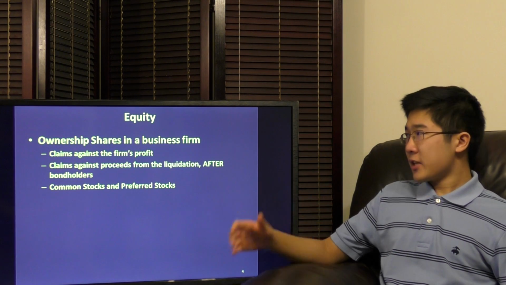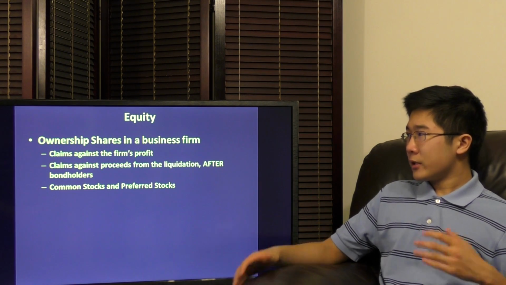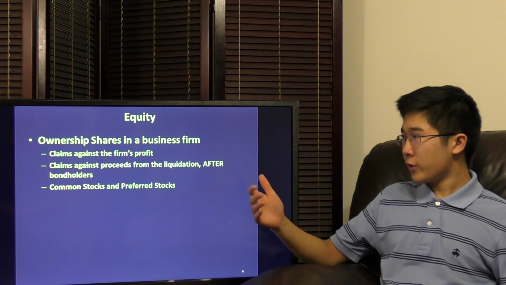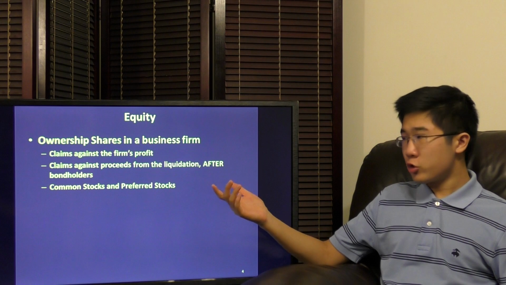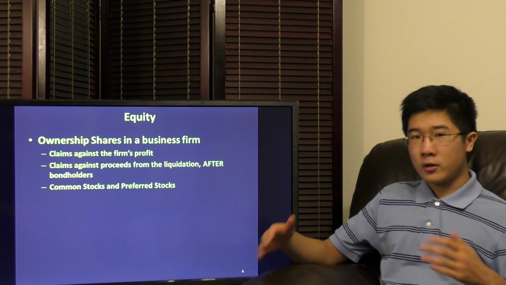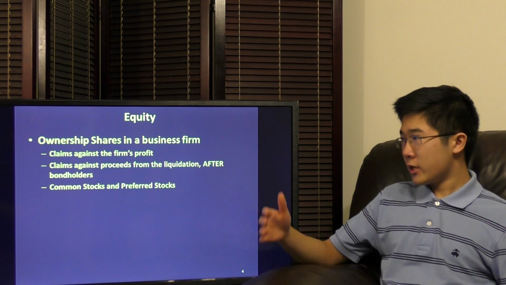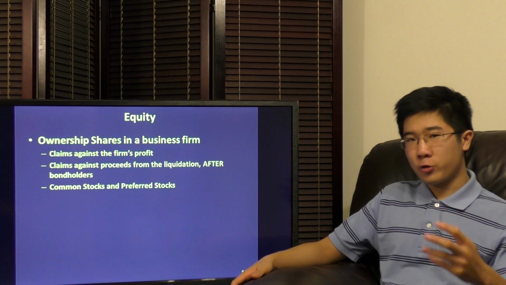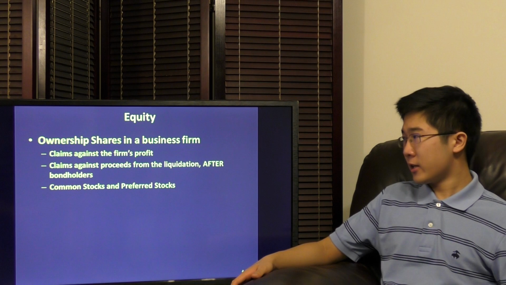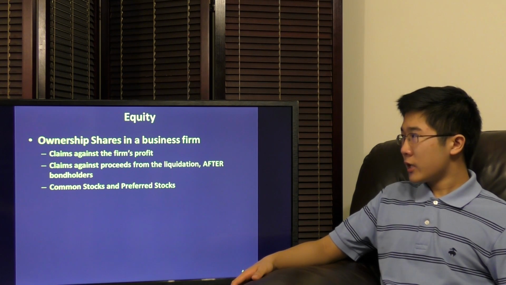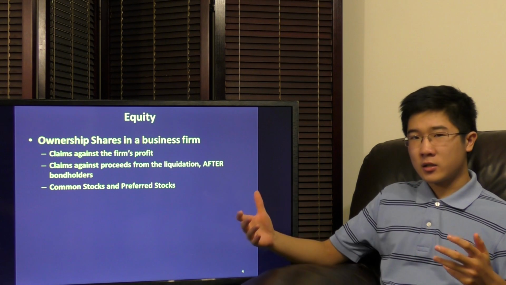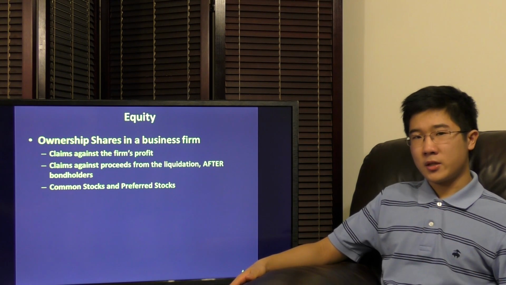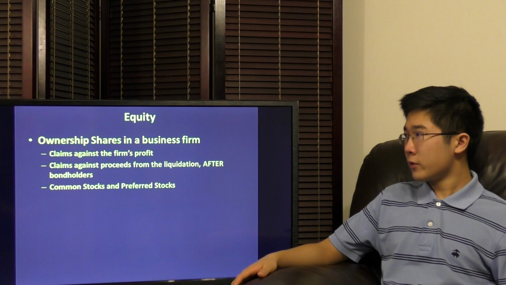So above cash is equity, and equity is basically ownership in a business, with claims on the firm's profits and future profits, and claims on the proceeds if there's a liquidation. Of course, this comes after bondholders. Bondholders have the highest stake in liquidation, and of course, equity comes in the form of stocks. Preferred stocks and common stocks are both claims on a business's equity and future profits.